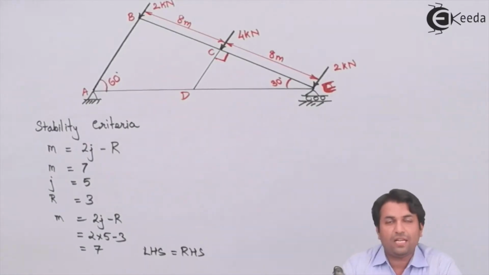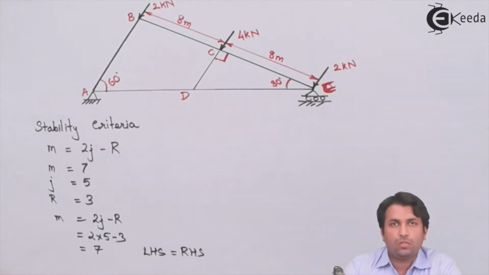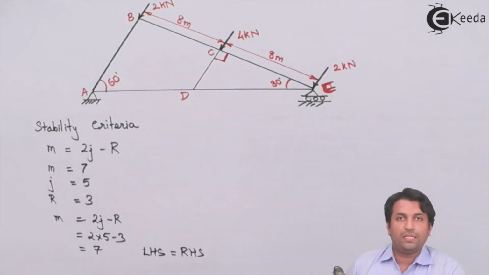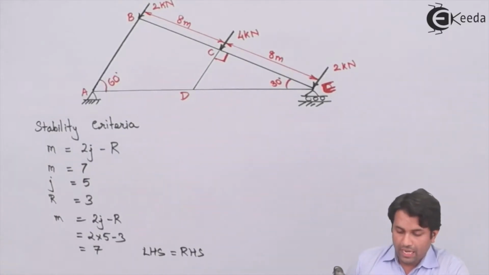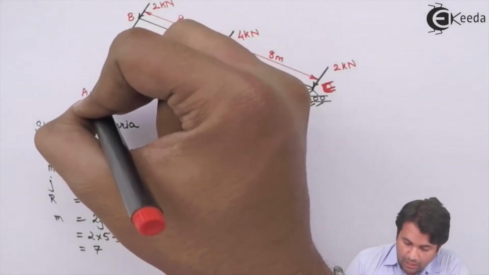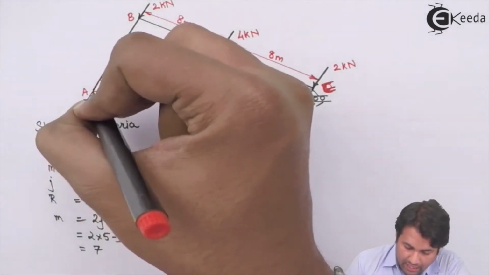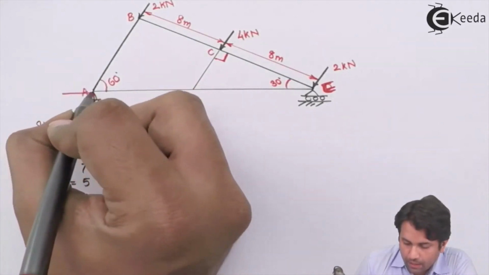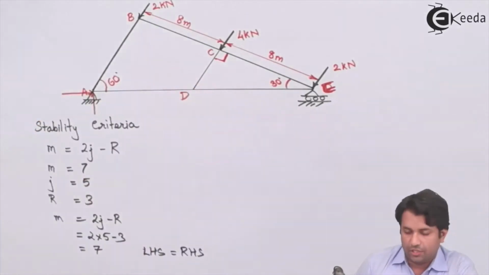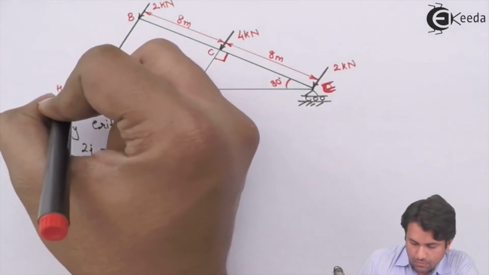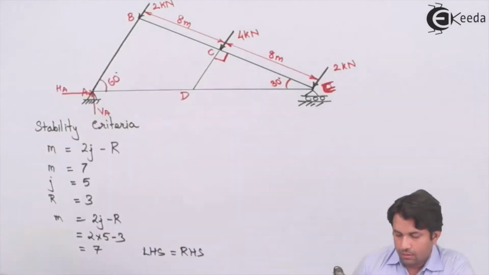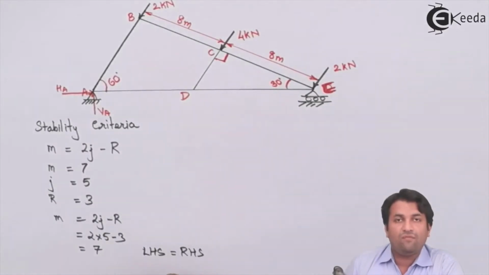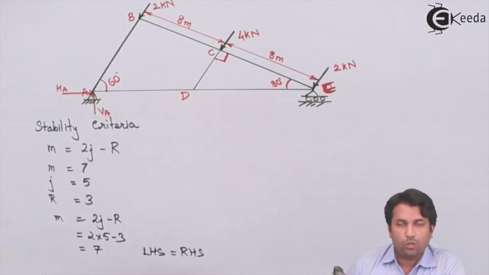Now, the next step is to find out the support reactions. For example, at support A, being a hinge support, I'll have one vertical reaction and a horizontal reaction. At support E, which is a roller support, I'll have only one reaction, which is perpendicular to the surface.